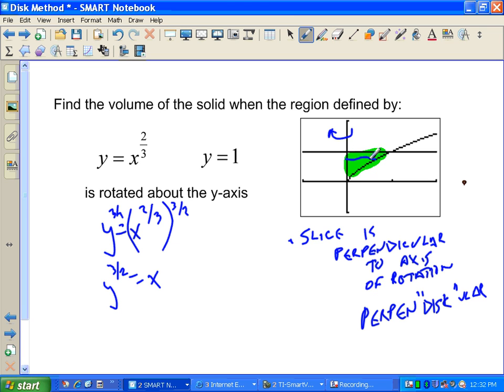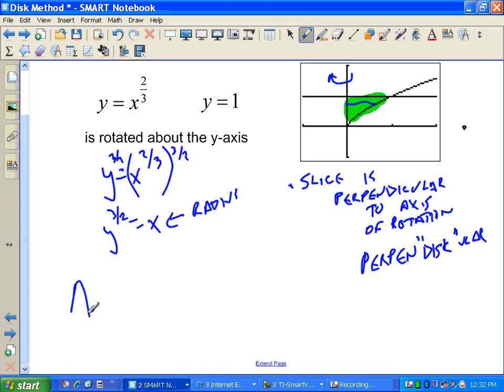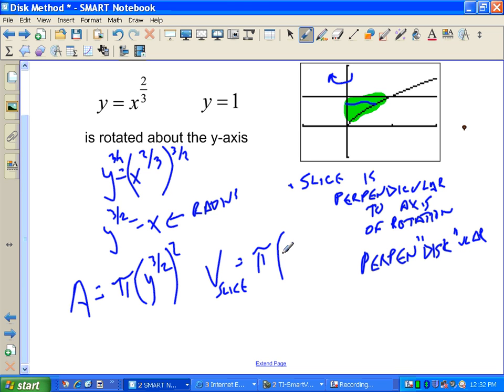That's this function right here. That's my radius. Okay? But the story remains the same. We still have got to find the area. The area still is pi times my radius, y to the 3/2 squared. Okay? My volume of a slice is still going to be the same thing. Pi times y to the 3/2 squared times delta x.